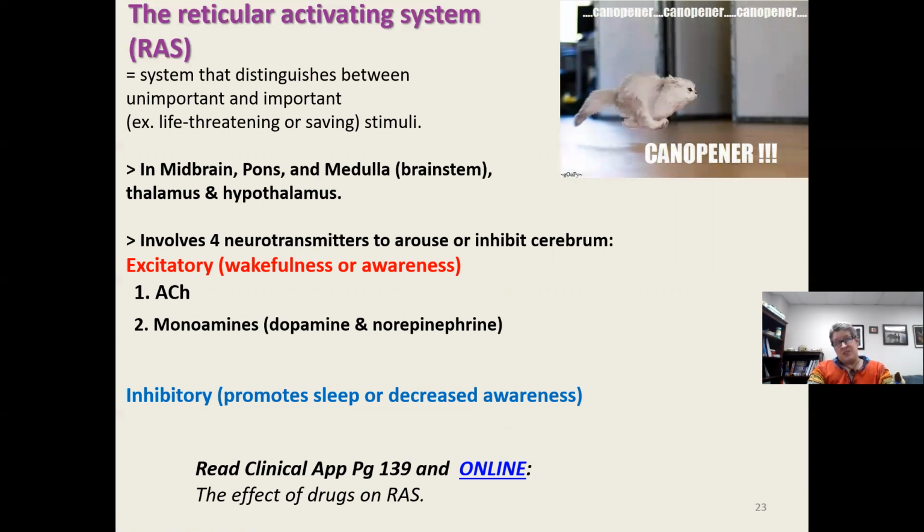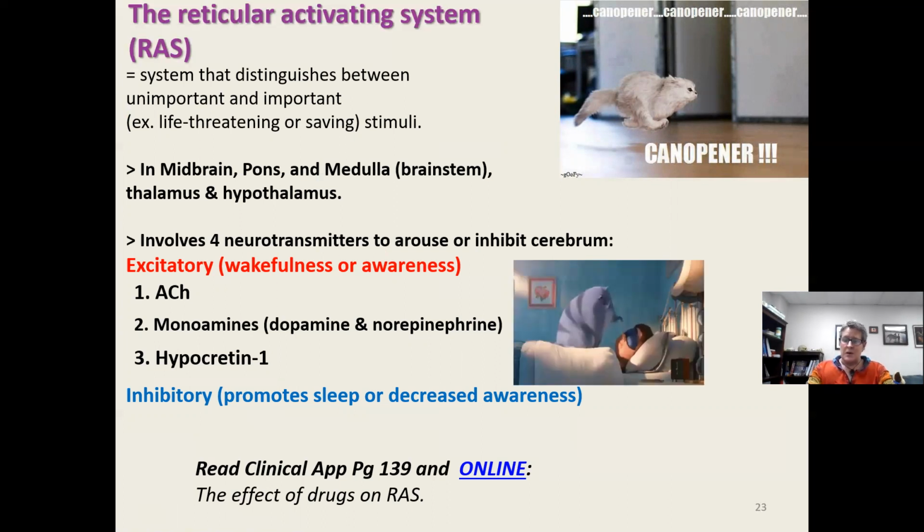Now, the new neurotransmitter is hypocretin 1. They discovered this when they looked at people who had narcolepsy, which is people who fall asleep at inappropriate times, like driving a car or eating. They've looked at blood profiles, and they found that this neurotransmitter is low in people with narcolepsy. So they've assumed that this is a stimulatory neurotransmitter. Okay, so 3 stimulatory neurotransmitters, 1 inhibitory one.